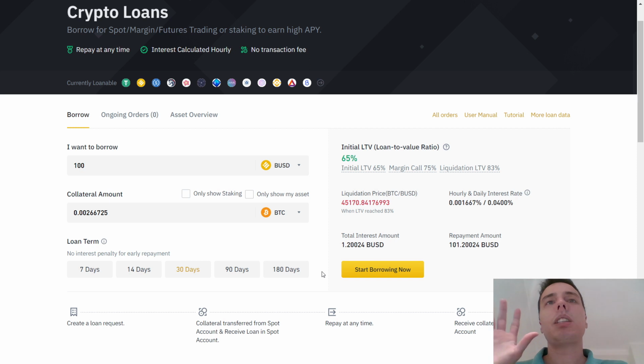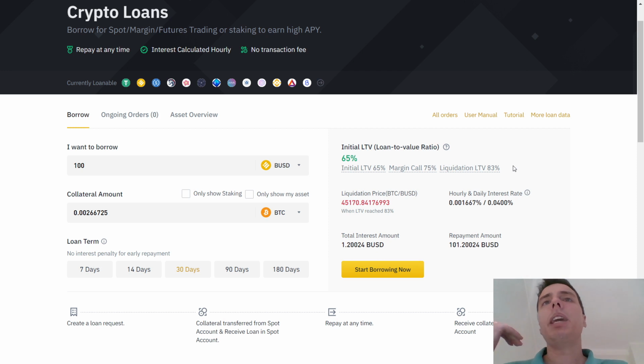So we're gonna talk about the LTV, which is the loan to value ratio. If you have any questions, you can just mouse over here. But the important thing to know is that your ratio, the amount that you're borrowing and the amount of your collateral, so your collateral will be always a little bit higher than the amount you're borrowing. And initially it will be 65%. Once it gets to 75%, you will have a margin call. And on 83%, you will already be liquidated with a 2% liquidation fee. And you want to avoid that as much as possible.